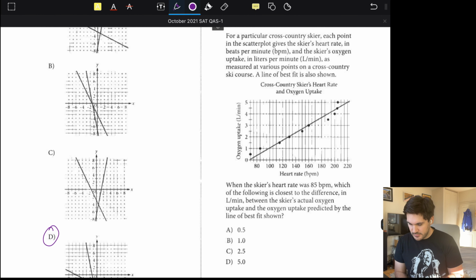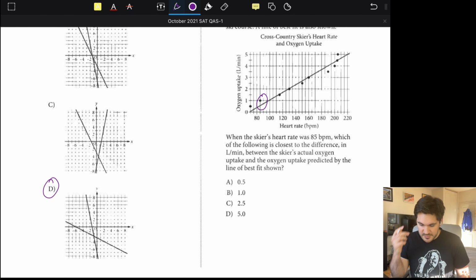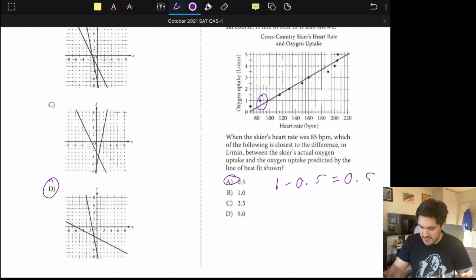Number 6, when the heart rate was 85, which is right here, we want to know what was the difference between the actual and the line of best fit. So the actual was 1. According to the line of best fit, it should have been 0.5. So 1 minus 0.5 gives us 0.5. A.